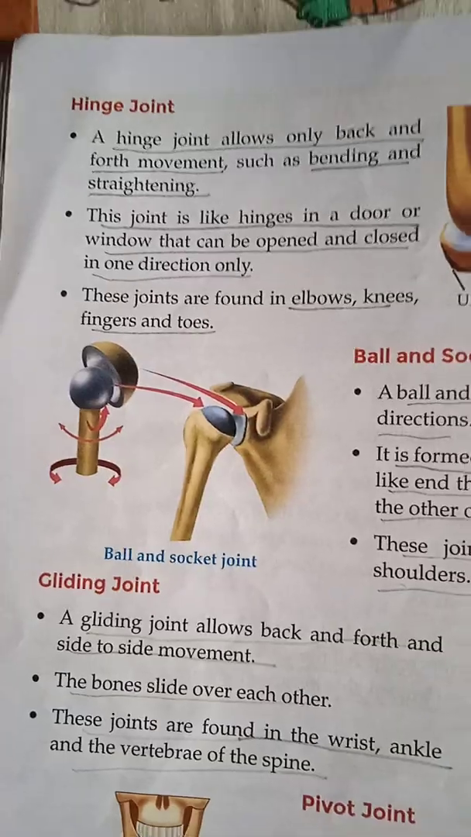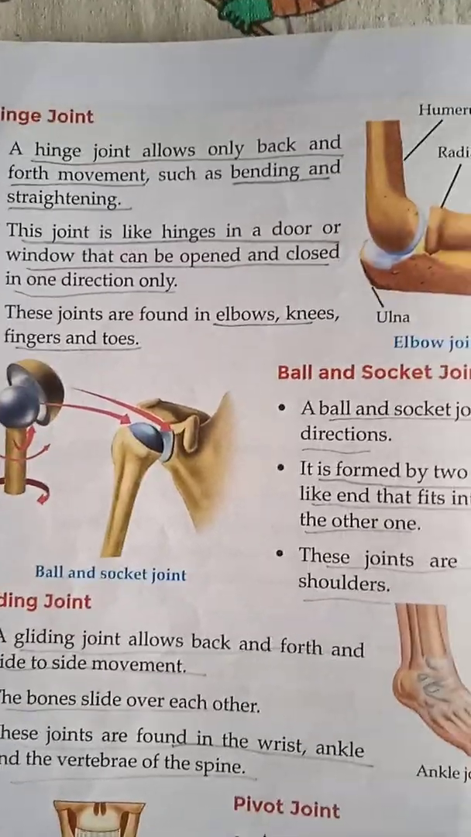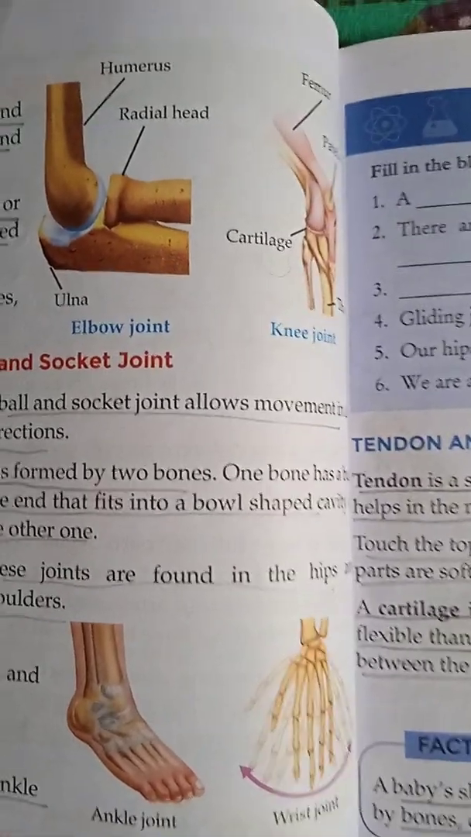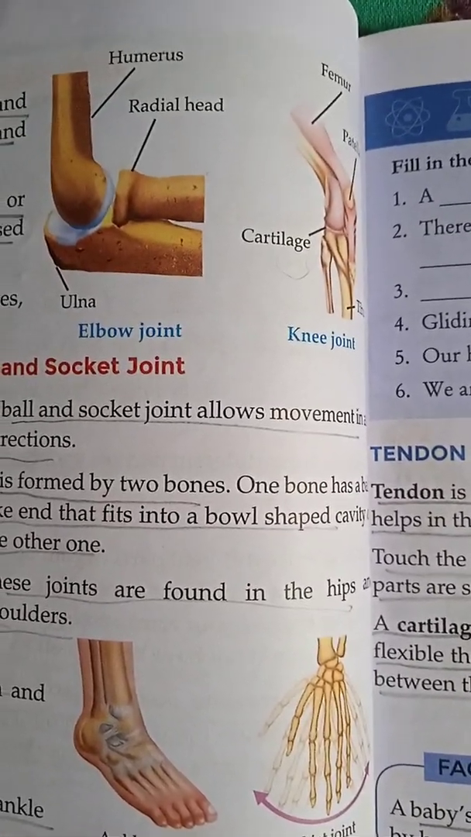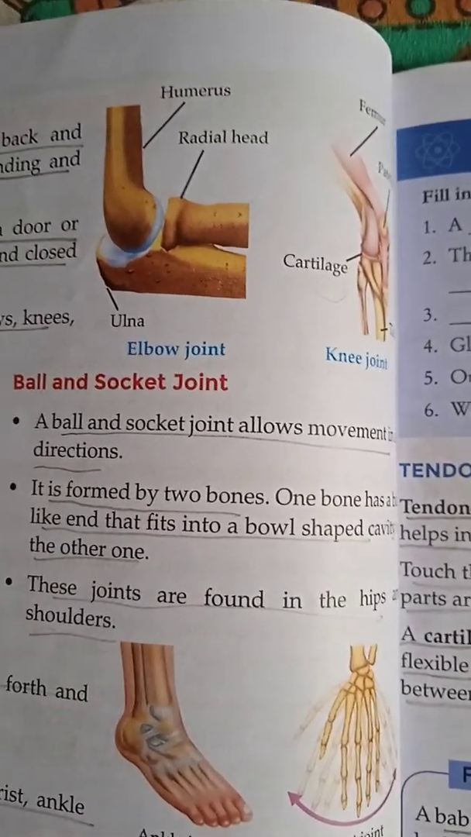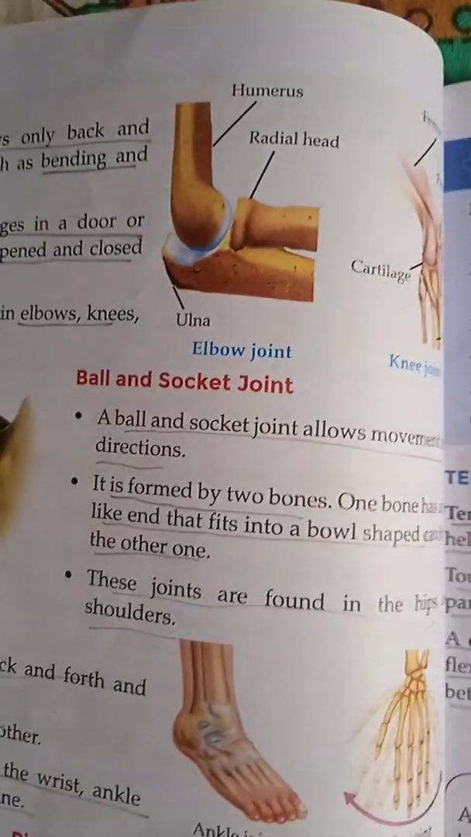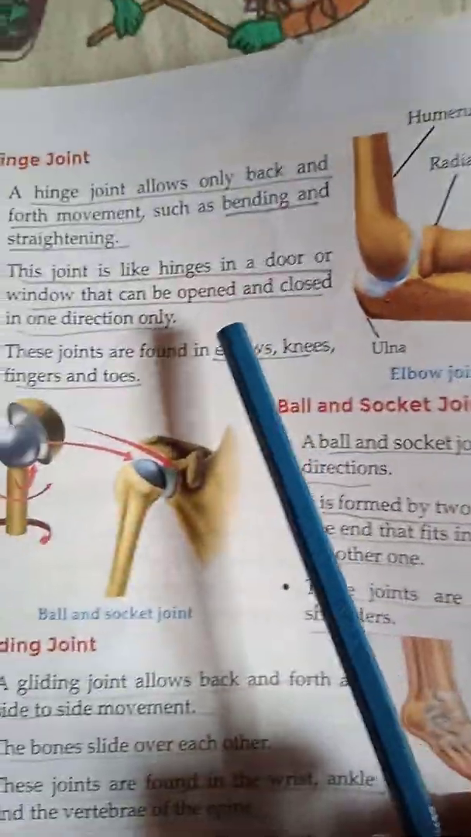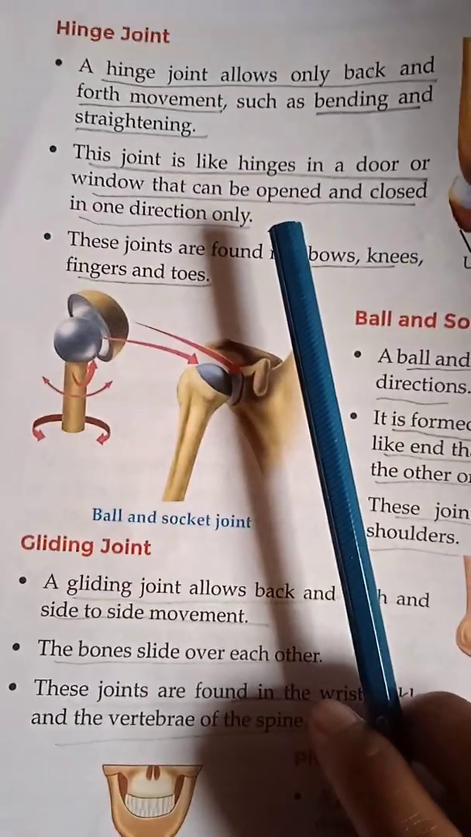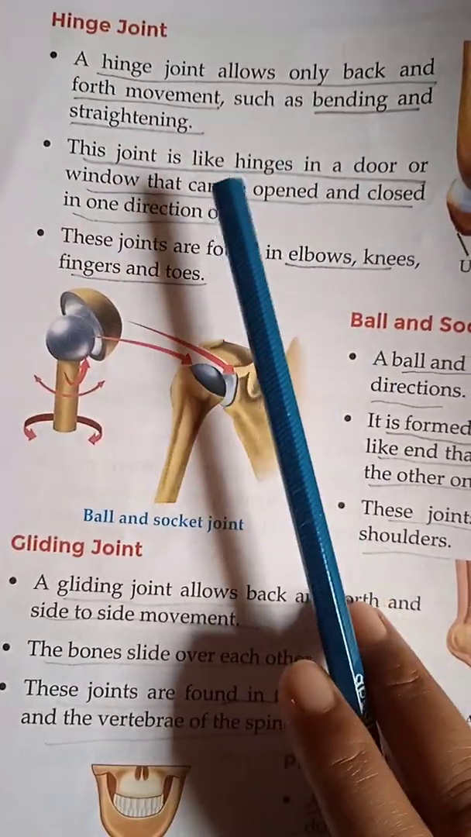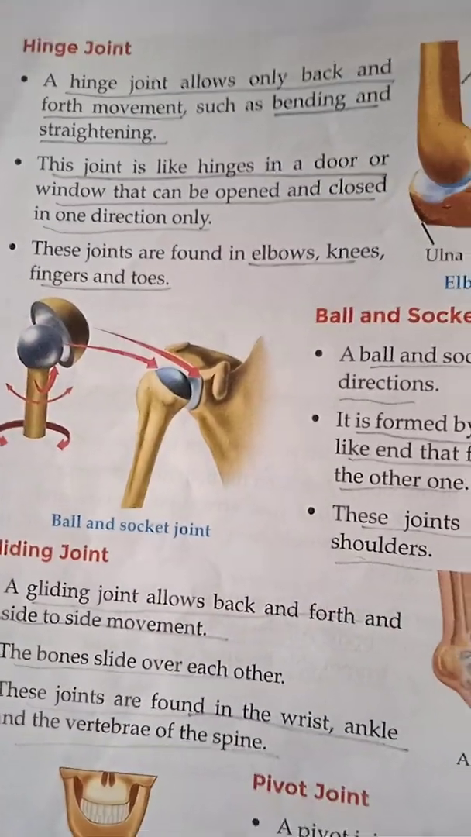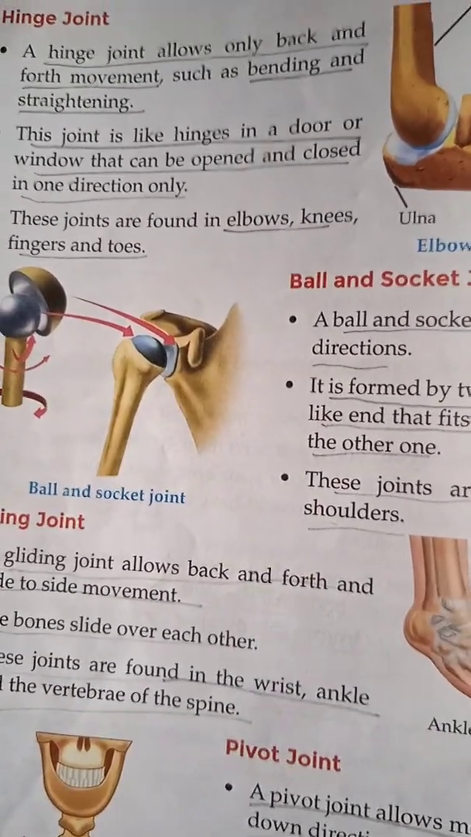Now the hinge joint, as you can see in the figure also. Hinge joints allow our back and forth movement. For example, we can bend and we can stand straight because of these hinge joints. This joint is just like the hinge of a door. As you must have seen, on doors and windows there is a metal strip present, and because of that the door and window open and close. In the same way, the hinge joint is present.